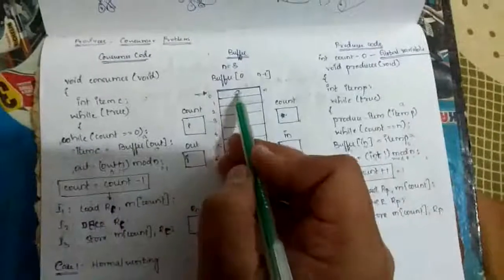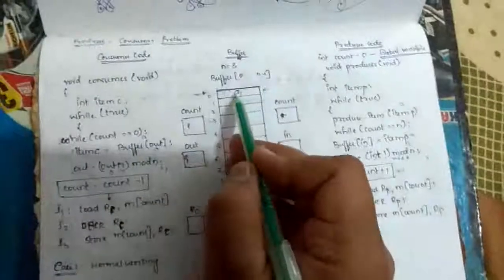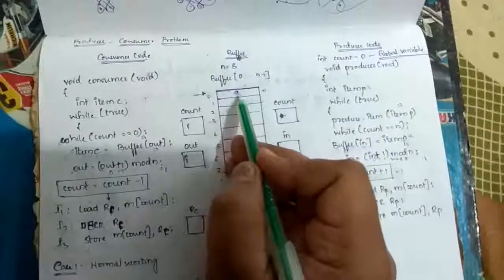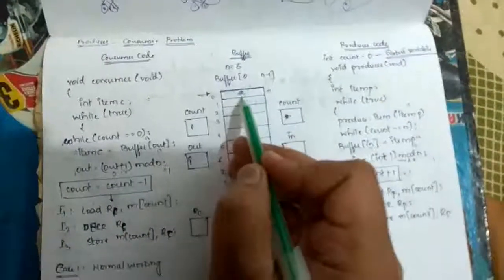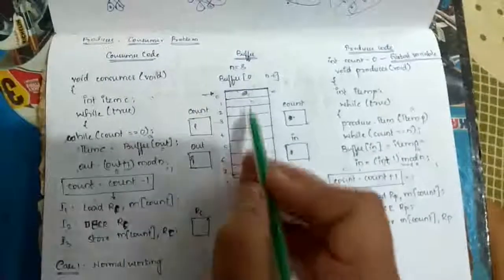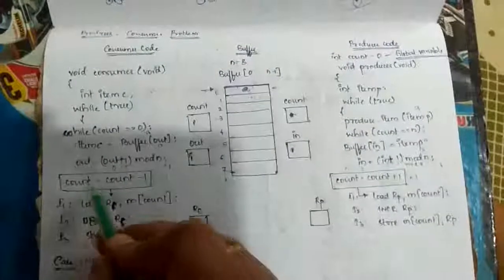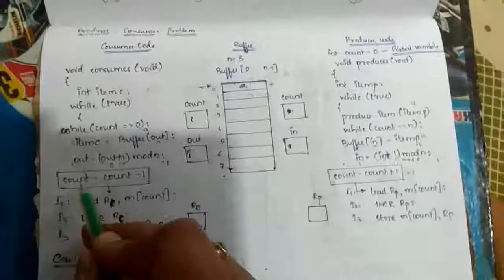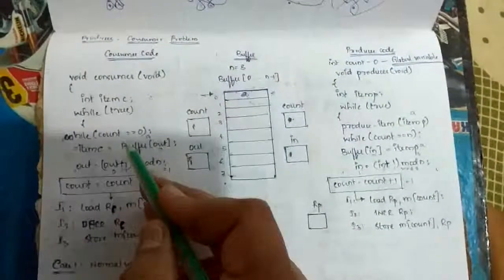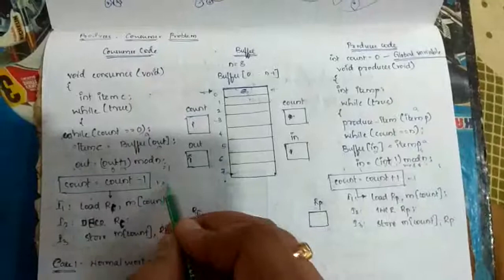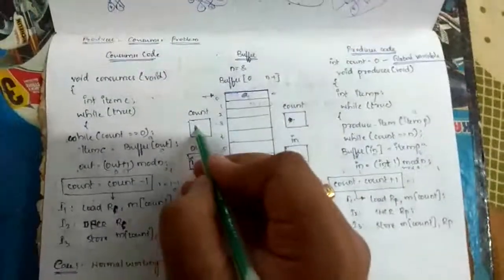Since this item has been consumed by the consumer at this point of time, it has to be removed. Since it has been consumed, it should not be present in the buffer. Once this item is removed, what should the count be now? The count should be 0. To reduce the count, count equal to count minus 1. What was the initial value of count? It was 1. Now since the item has been consumed by the consumer, it is reduced: 1 minus 1, that is 0. The new value of count is 0.